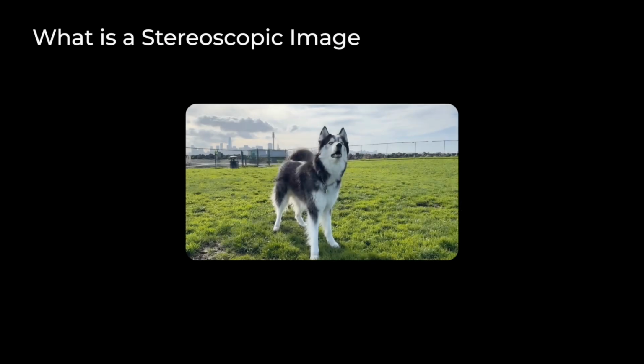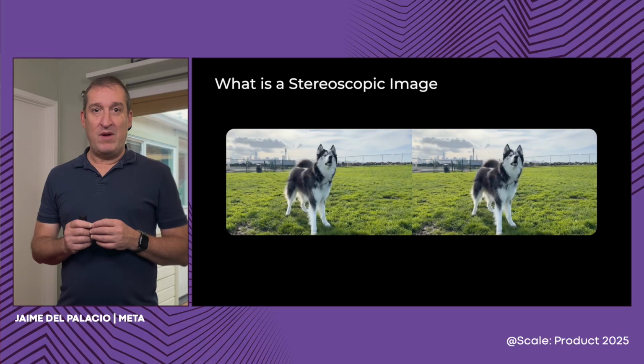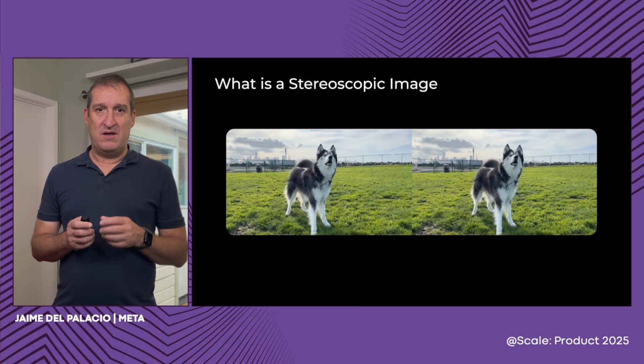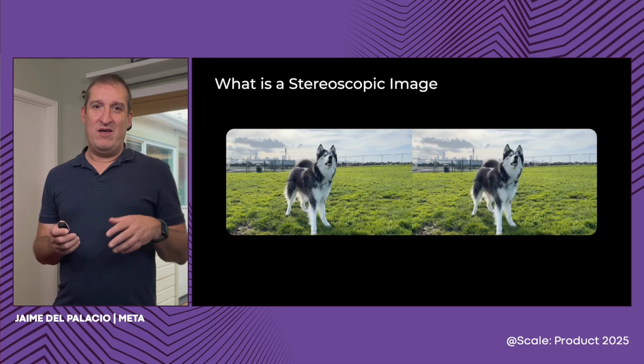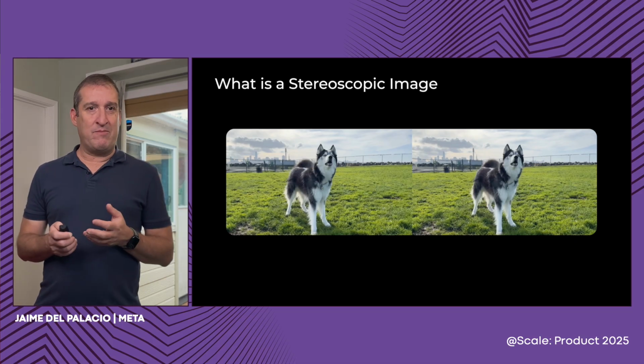Basically, a stereoscopic image is an image that creates the illusion of 3D. By presenting slightly different versions of the same image to the left eye and the right eye, we trick the brain into seeing depth. Basically, we shift pixels around based on the depth of the content. Remember the 3D movies with the blue and red glasses? It's the same principle.